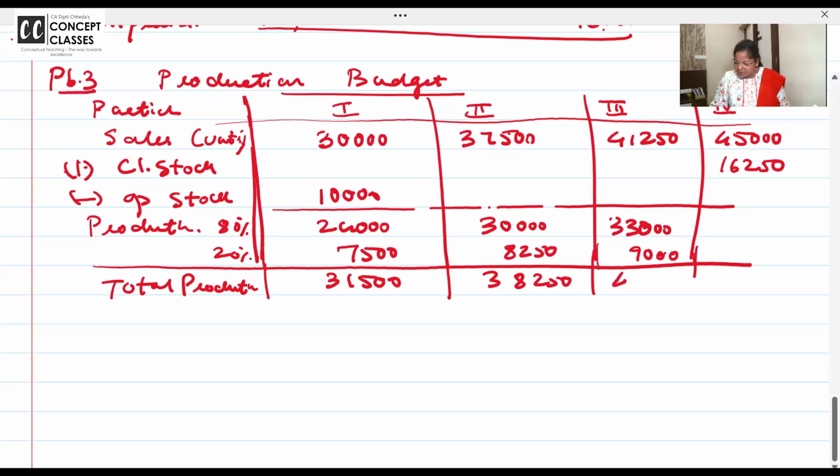So this is 42,000. 45,000 का 80%, 36,000. Okay. Did you feel so much is incomplete here? Can we complete it? Yes. Closing stock we can write here as a balancing figure and put it in bracket.